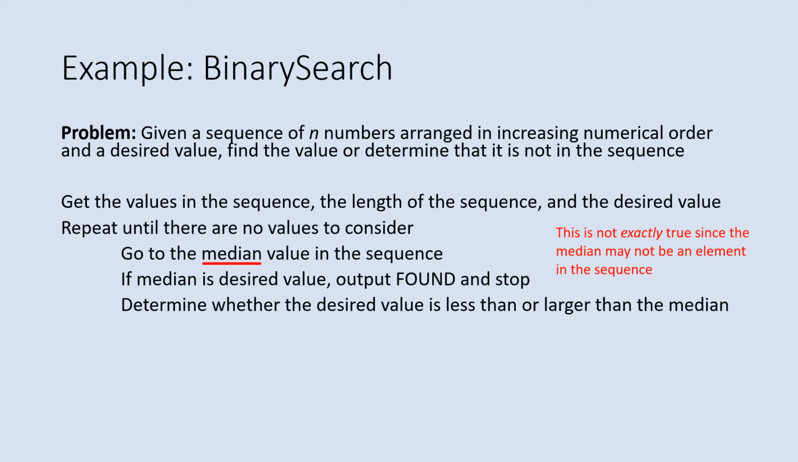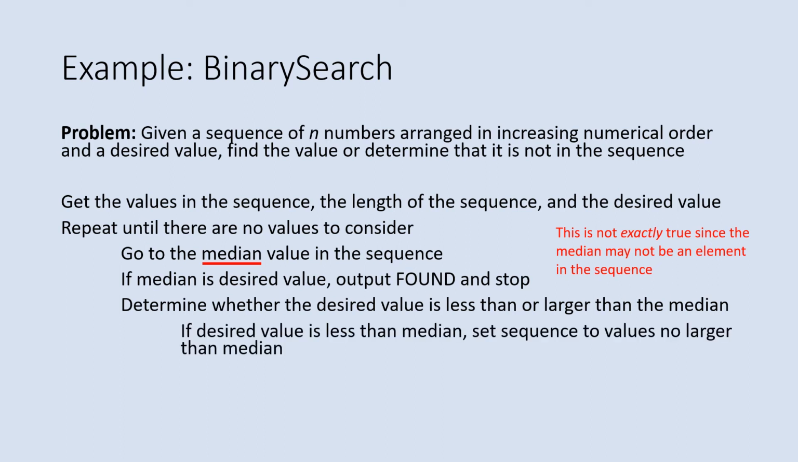But the general idea here is we're going to keep going then to the middle. If the desired value is less than the median, we're going to throw away the bigger numbers and make the smaller set our sequence. And if the desired value is larger than the median, then we're going to throw away the smaller numbers. So basically what's happening at each point is we're checking, and then we're cutting the sequence in half and checking a much smaller set. And then deciding, are we on the left-hand side or the right-hand side of what's left? And throw away the part we don't want and keep doing that until we get down to there being no values left to consider.